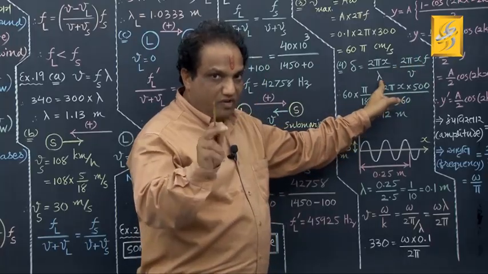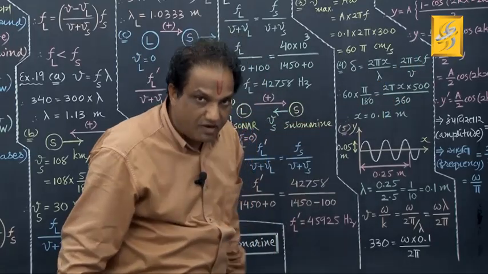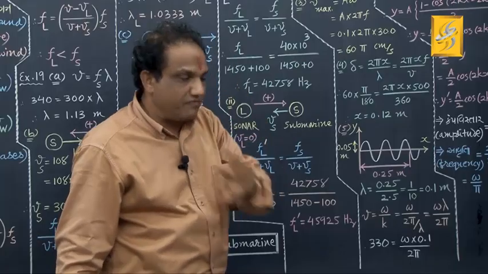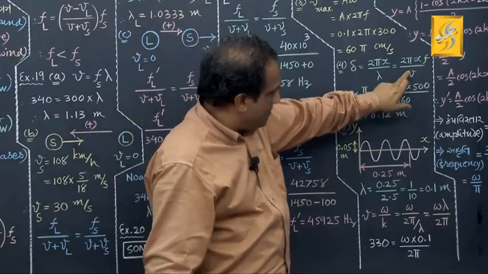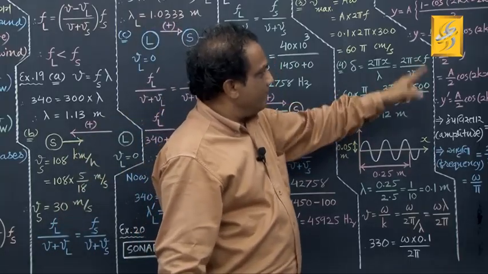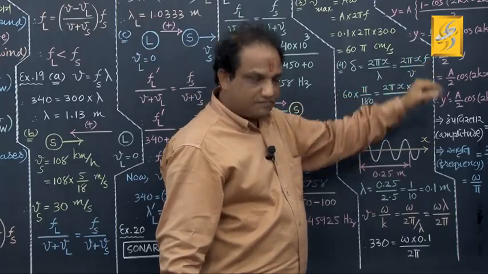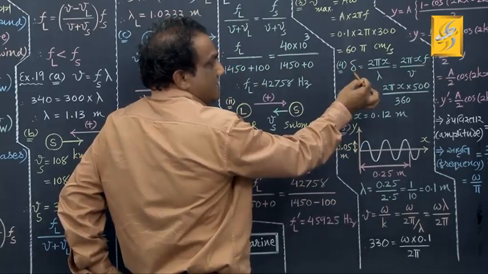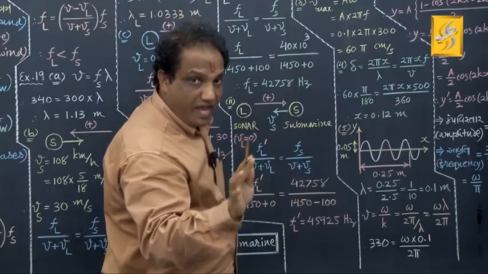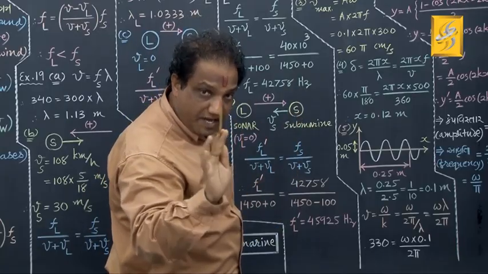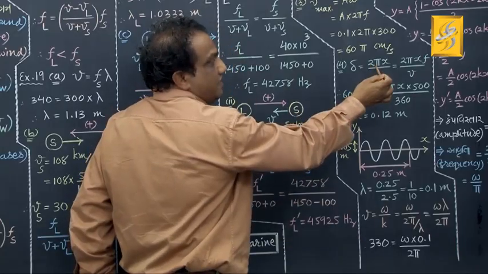Don't you know the formula? V equals f lambda. V equals f lambda. What is lambda from that? V upon f. Lambda is V upon f. So the denominator's denominator will become the numerator. Correct? Now this delta, which is phase difference, which is some sort of angle, you must write in radian, because this 2 pi is in radian.